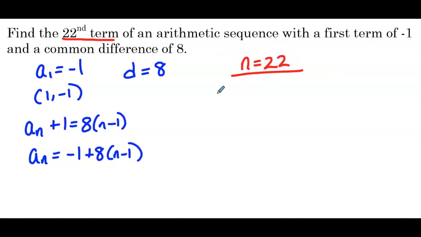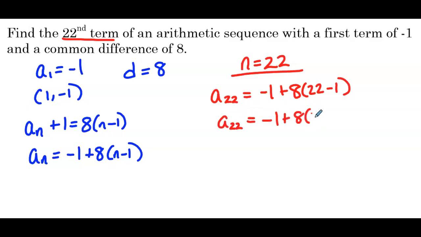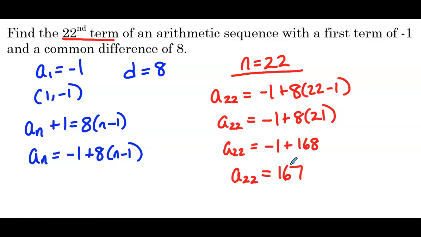So when n equals 22, we'll plug that into our explicit formula, and we get -1 plus 8 times (22 minus 1). So the 22nd term is -1 plus 8 times 21, which is -1 plus 168. So the 22nd term is 167. Now, just a point of note that I made in the previous video, make sure we're doing this multiplication first, right? PEMDAS says multiply before you add.